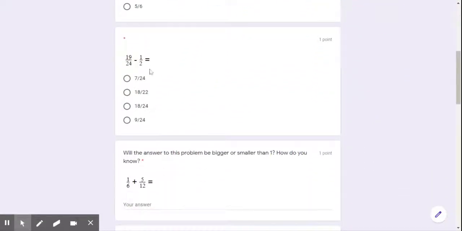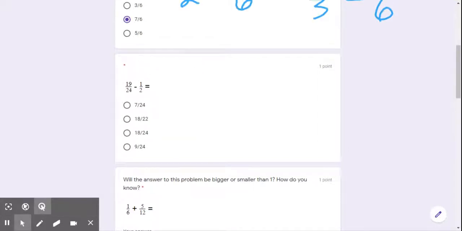For this one, we're doing subtraction. 19/24 minus 1/2. So just like we did in the first problem, we need to write these so they have common denominators so they're easier to solve. And the common denominator here is actually going to be 24 because 2 fits in evenly to 24. 2 times 12 is 24.